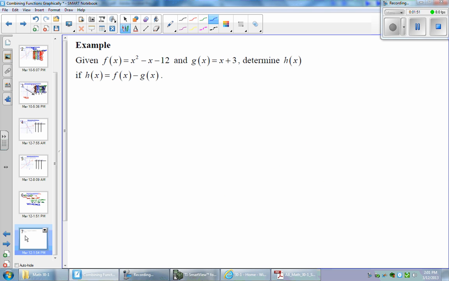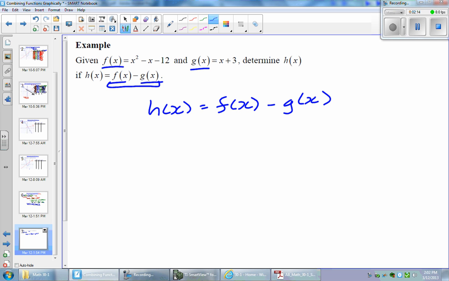My next example involves two functions again, so f of x and g of x, but this time we're going to be subtracting. So notice we're subtracting the g of x function from the f of x function. Make sure you get that right because order does matter here. All right, so we want to find h of x, which is the difference between f of x and g of x. So go ahead and plug in your expression.